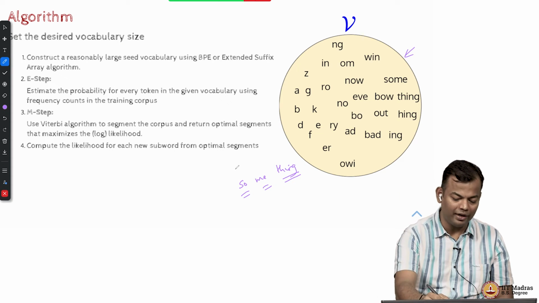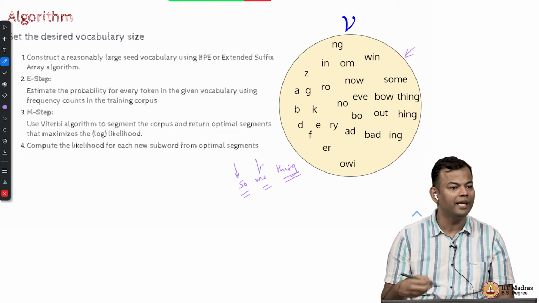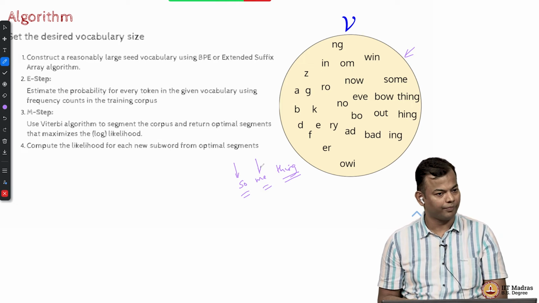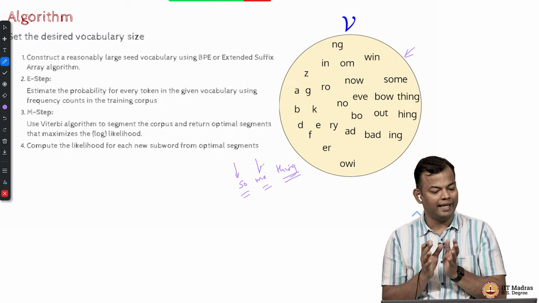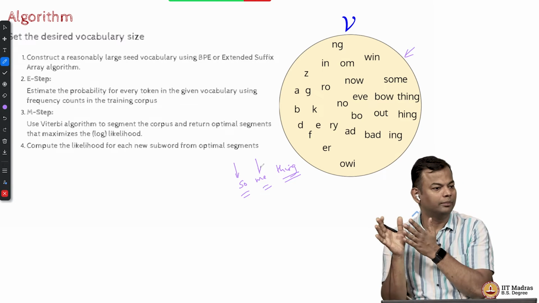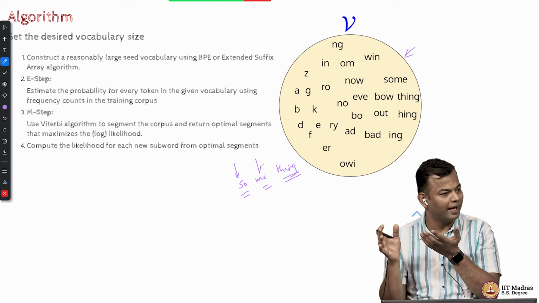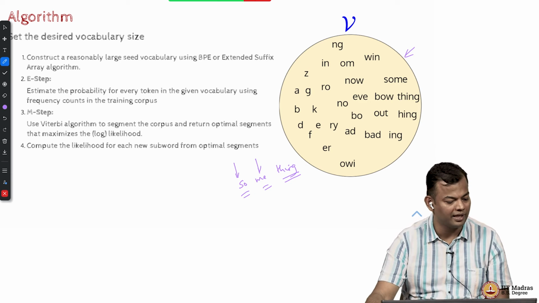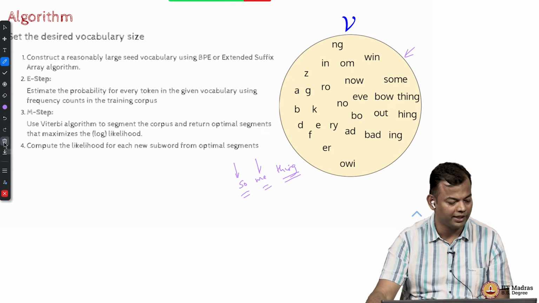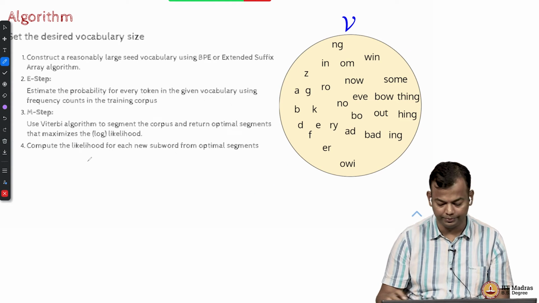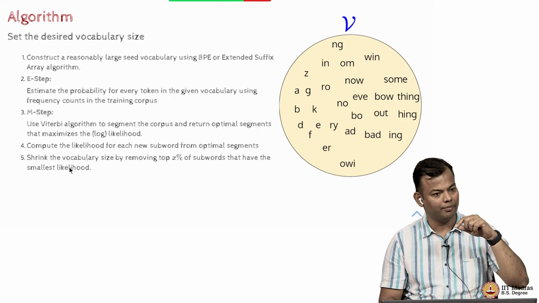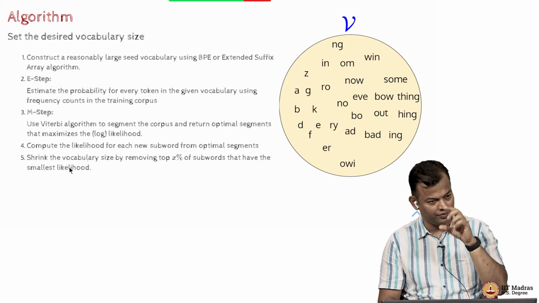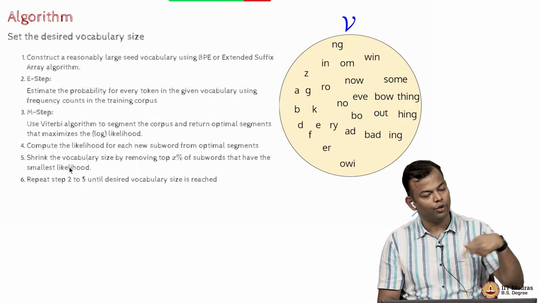So now, for every token I'm going to again compute the probabilities. Is that okay? And then I'm going to throw away the bottom 25% tokens, or bottom X% tokens, which have the smallest probability. And then I'm going to just repeat this algorithm again. So that's all that is there. You're going to shrink the vocabulary by removing the k% of tokens which had the smallest likelihood, and then you're going to repeat these steps.